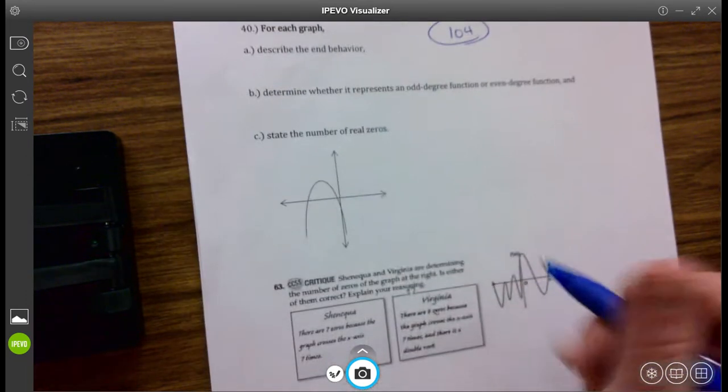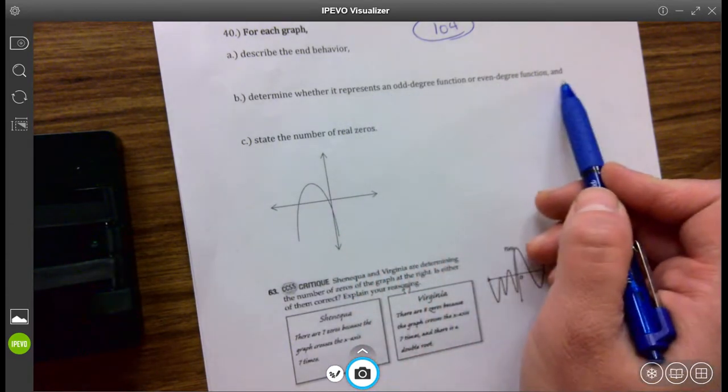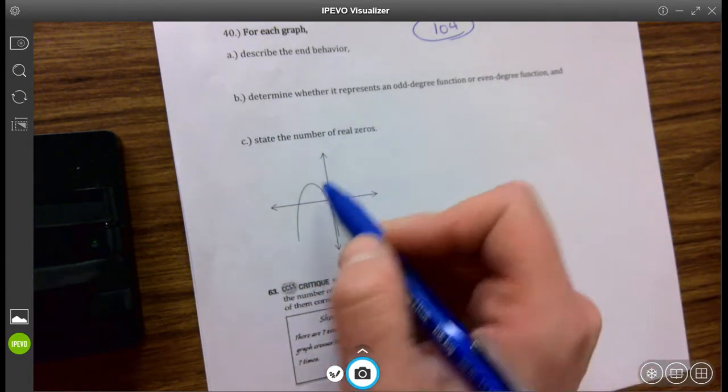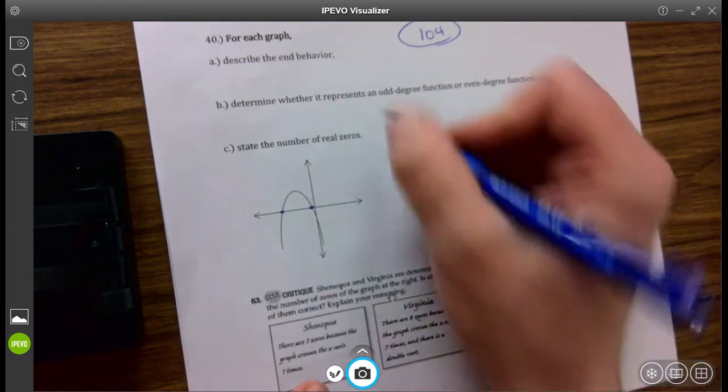Okay. Describe the end behavior of this graph. Determine whether it represents an odd or even degree function and state the number of real zeros. So going backwards, real zeros are where we actually intersect. We have 2 real zeros.